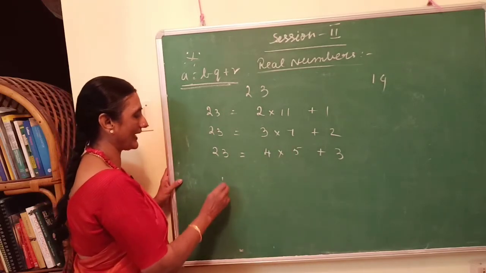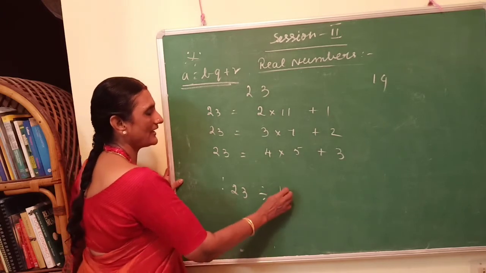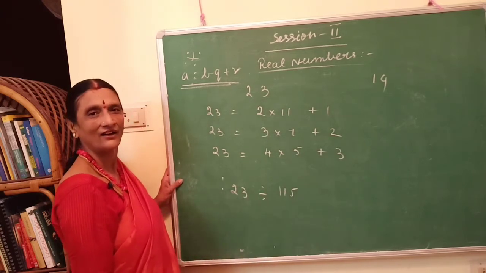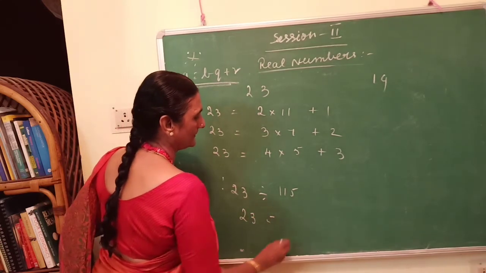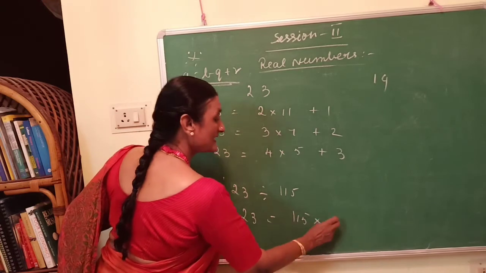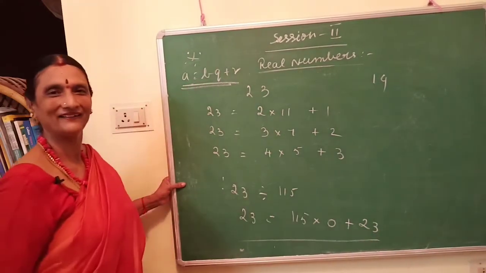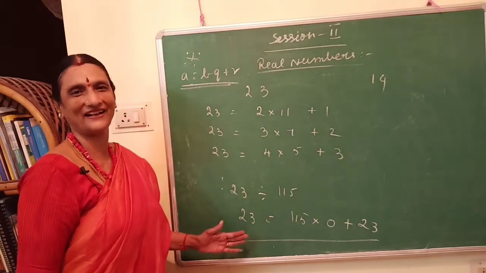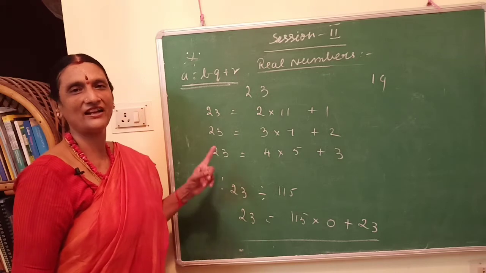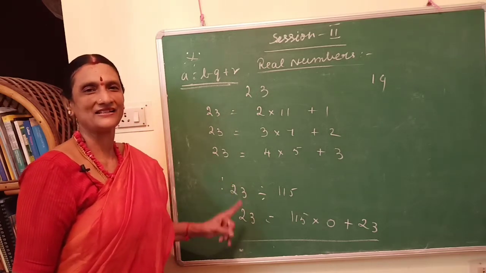Suppose I want to divide 23 by 115. Can we not write it? Yes, we can write 23 is equal to 115 into 0 plus, and what will be the remainder? 23 will be the remainder. So like that you are taking all the numbers into consideration, correct? This is a very, very important fact that you have to learn in this chapter. Is it clear to you?